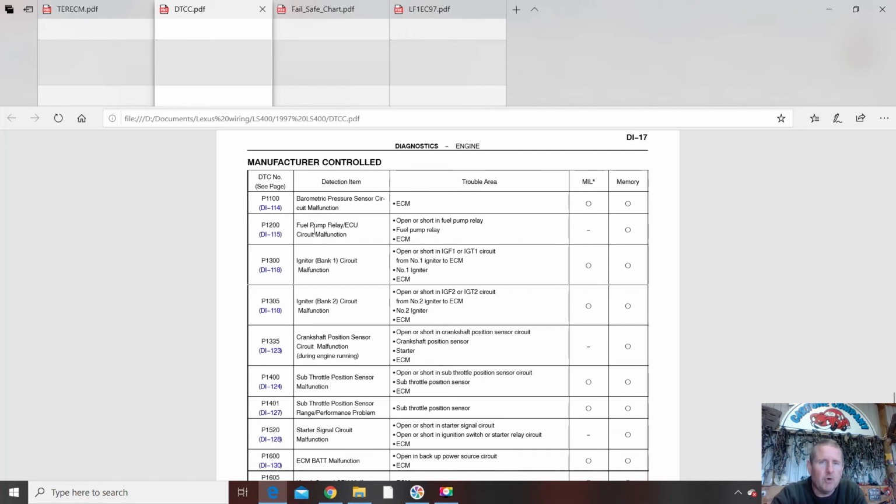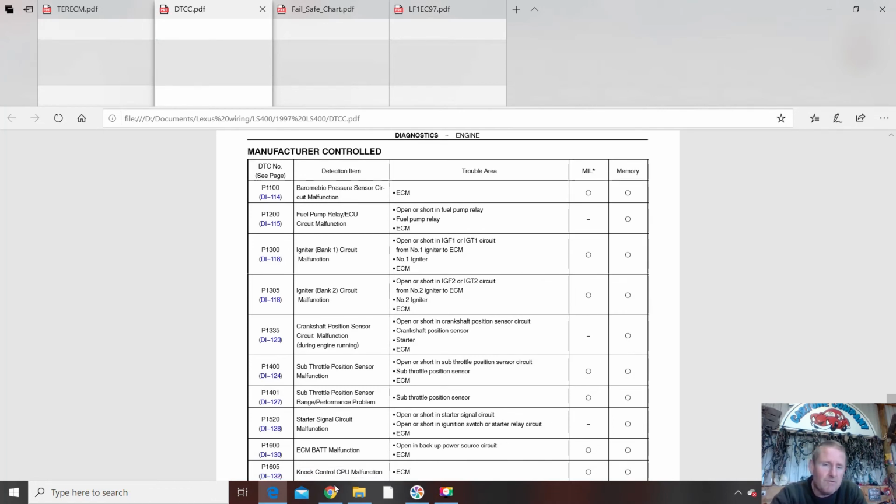P1300, fuel pump relay ECU circuit malfunction. If that circuit malfunctions, it will not bring on the engine light, but it does put a code into the memory. That isn't the most troubling of these. We've got down here, starter signal circuit malfunction. Not so much of a problem, but this one, crankshaft position sensor circuit malfunction during engine running.